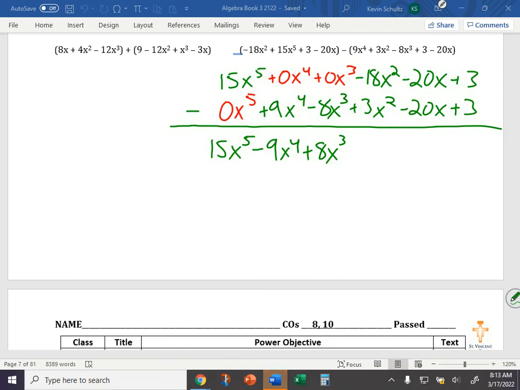Negative 18x squared minus 3x squared is negative 21x squared. Negative 20x minus negative 20x is 0x. They cancel out. 3 minus 3 is 0. Cancel out. So our final answer is right here.